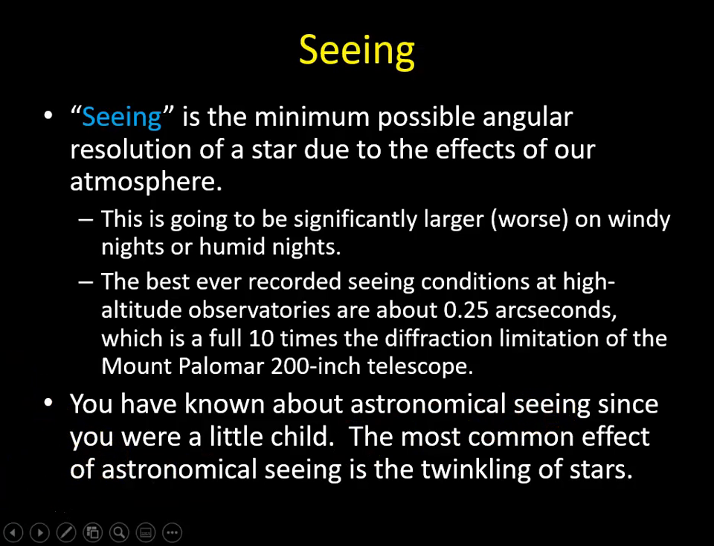With that in mind, the best ever recorded seeing conditions at high altitude observatories are about 0.25 arcseconds. So that's 10 times the diffraction limitation of the Mount Palomar 200-inch telescope, and only 1/10 of that of the 2-inch Kmart telescope. So if you can build a telescope, which you can just by buying the materials off of Amazon, that has a primary mirror with a diameter of 20 inches, then you have reached that.